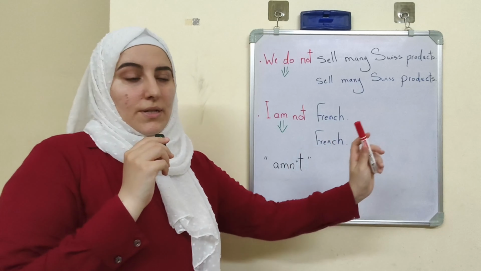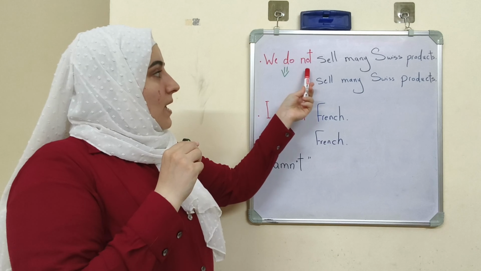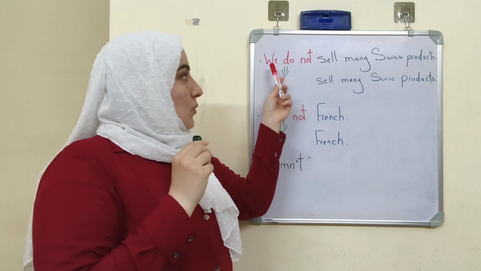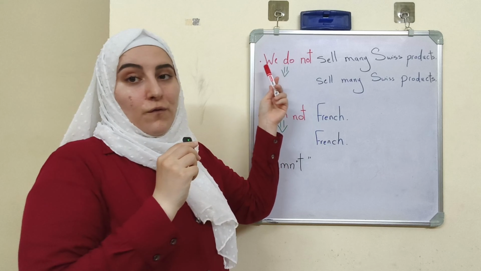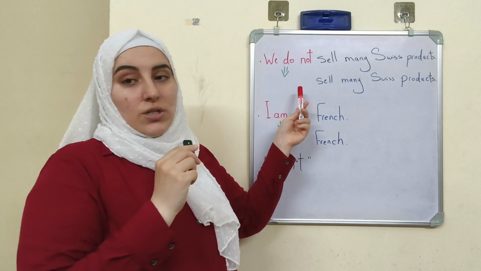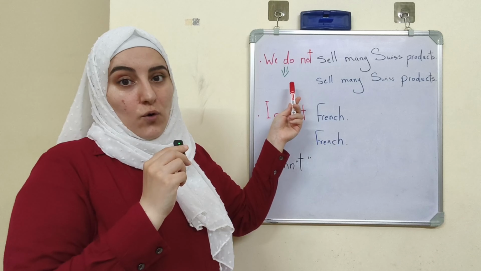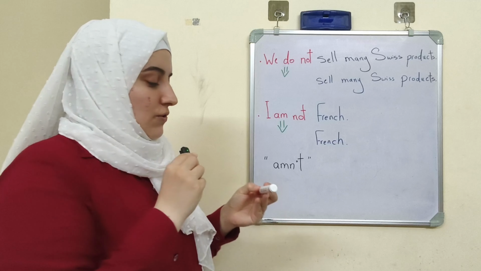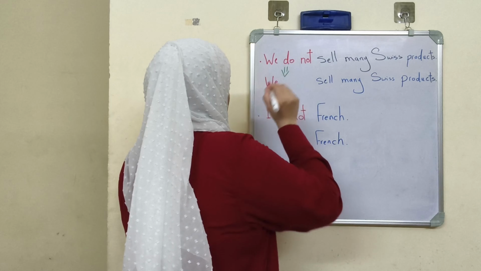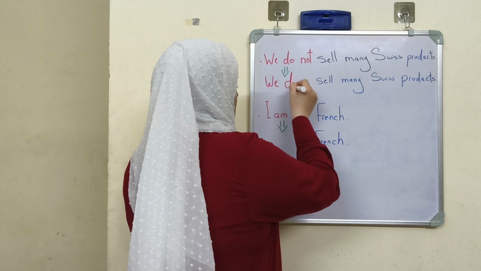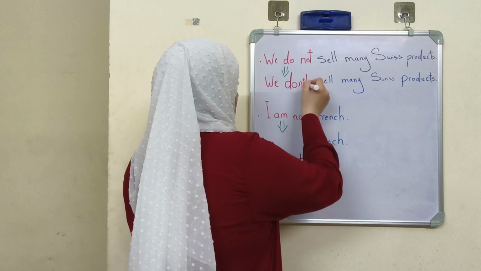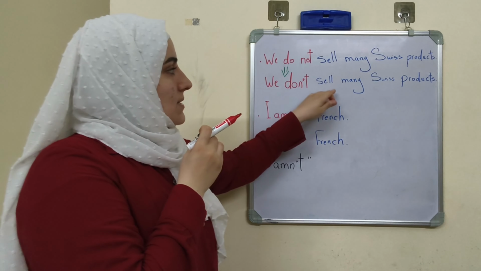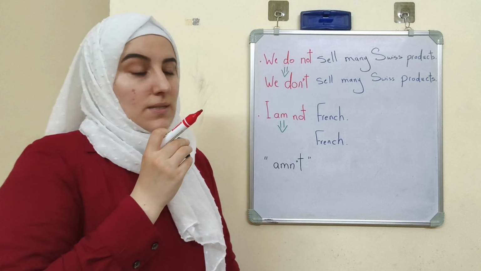Let's go through some other examples. We do not sell many Swiss products. We do not. It's a full form. How can we change it to a contracted form? We don't. Very good. So it's D-O-N apostrophe T. We don't sell many Swiss products.